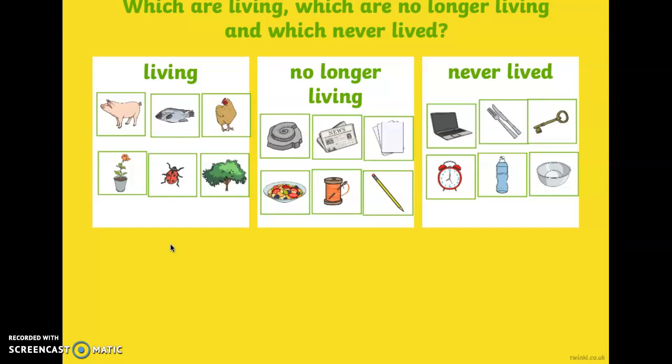All right, you're going to read in your science book, page 26 and 27. And then you're going to answer the activity questions on page 27. And I would like you to discuss this at the dinner table with your parents. What's the difference between living, no longer living, and never lived?